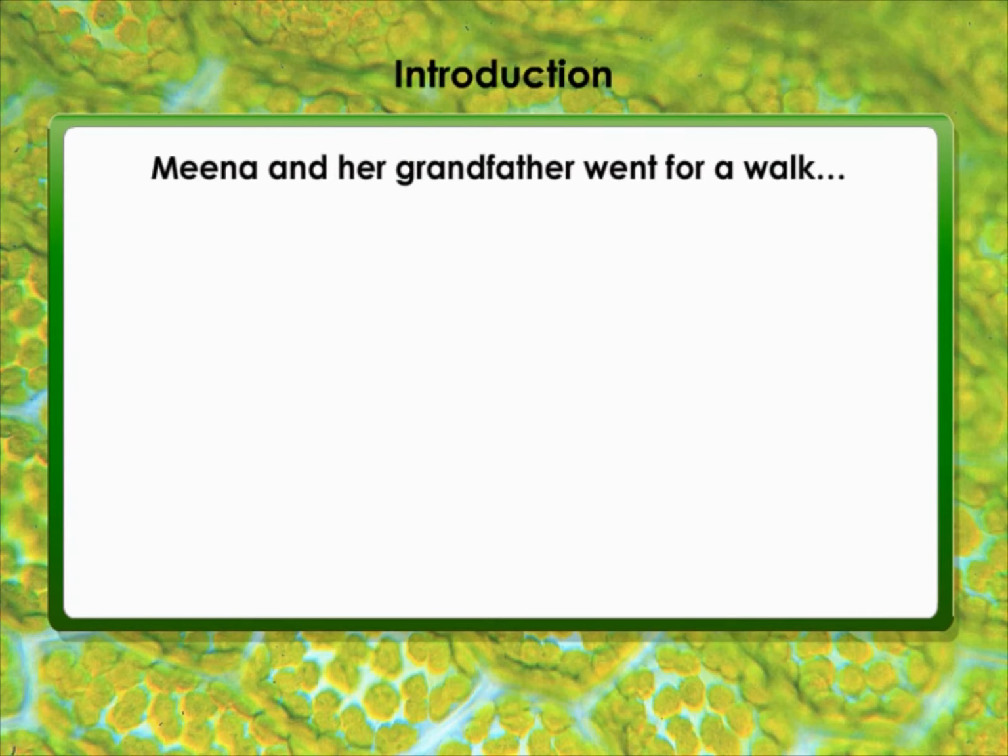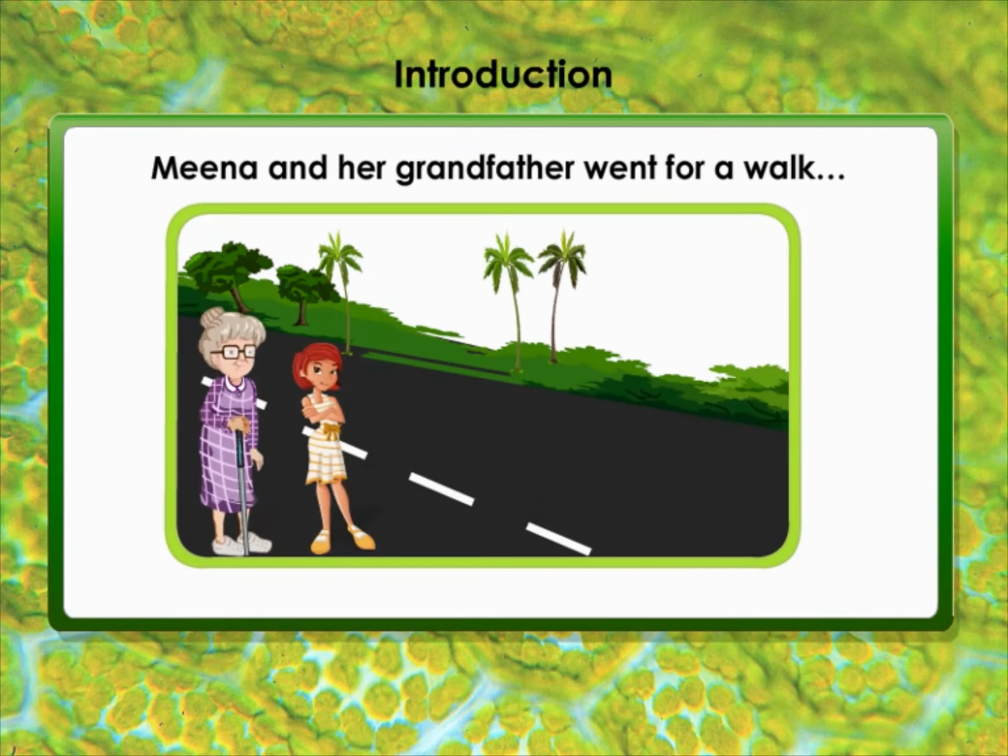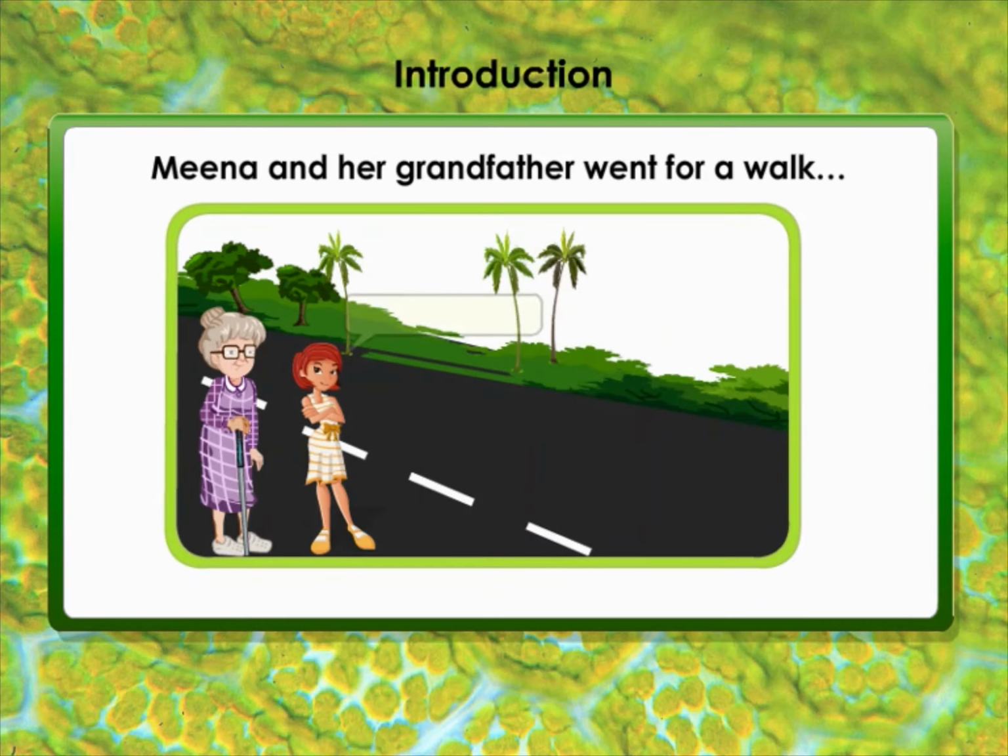Introduction. Meena and her grandmother went for a walk. You've learnt about the reactivity series of metals. Having this knowledge, you can easily understand how a metal is extracted from its ore. Okay, Grandma.